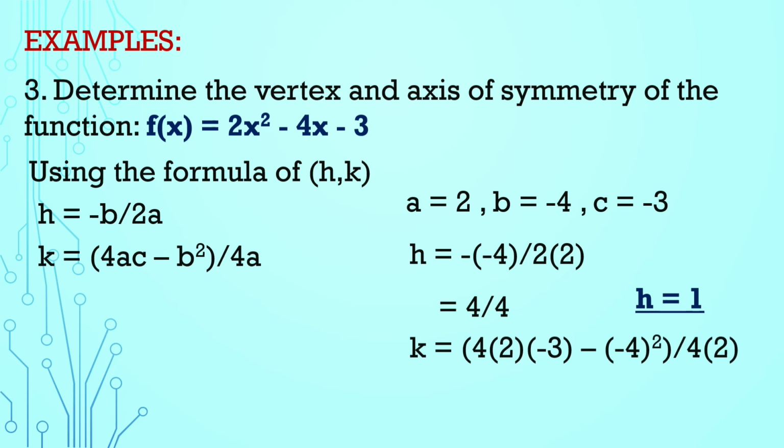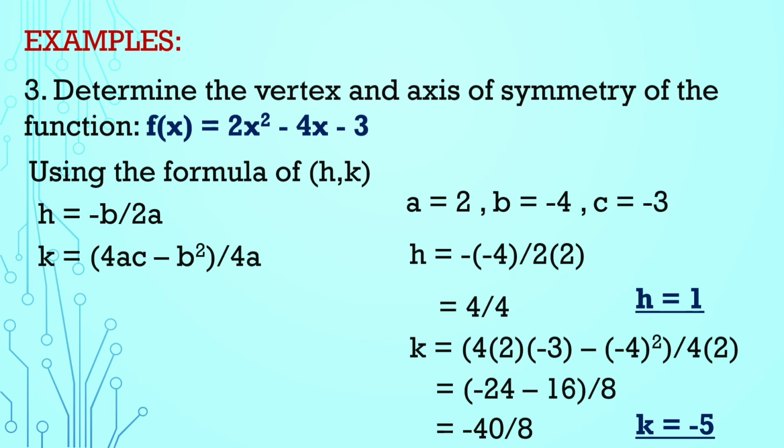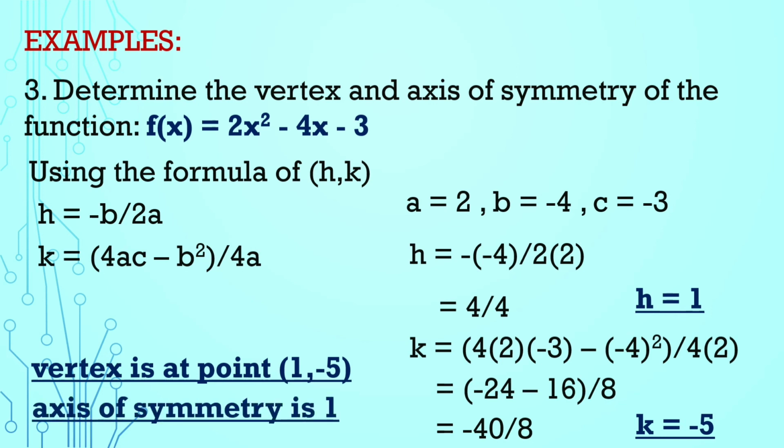Then, ang k naman natin ay 4 times 2 times negative 3 minus negative 4 raised to 2 over 4 times 2. So, 4 times 2 times negative 3 is equals to negative 24. And negative 4 raised to 2 is equals to positive 16. So, magiging negative 24 minus 16. And 4 times 2 is equals to 8. Then, negative 24 minus 16 is equals to negative 40 over 8. And negative 40 over 8 is equals to negative 5. So, ang ating h ay 1 at ang ating k ay negative 5. So, the vertex is at point 1, negative 5. And the axis of symmetry is 1.